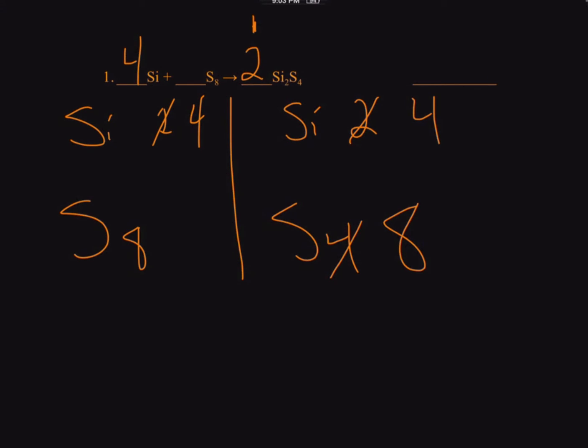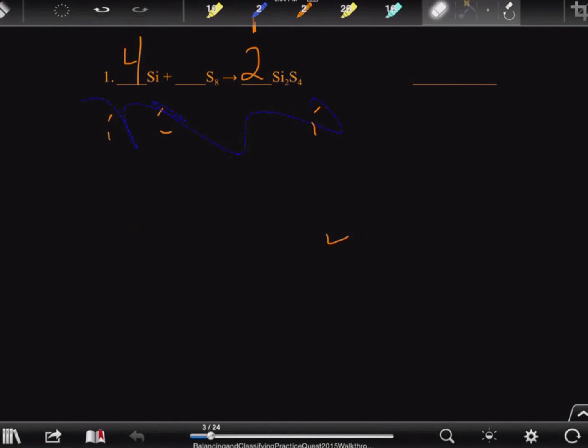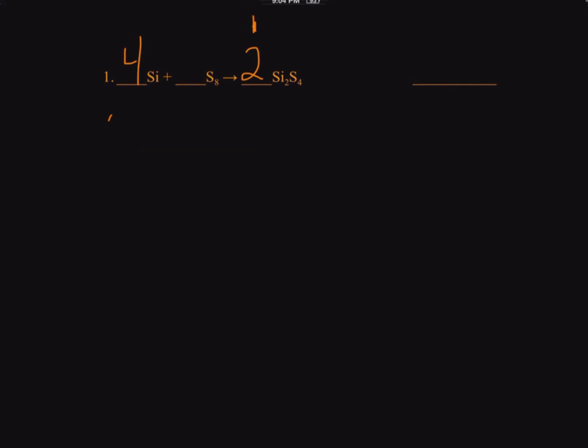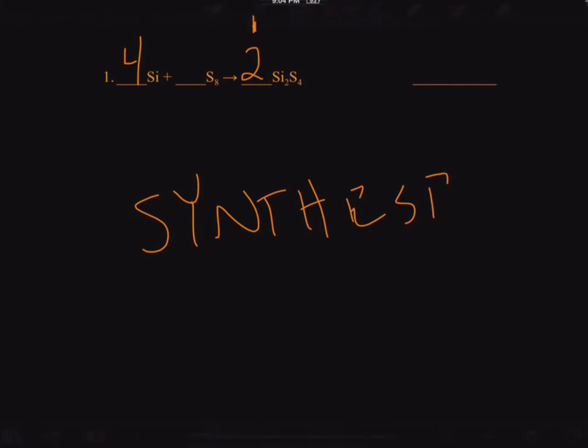That is balanced. As for the type of reaction, we have 2 reactants and we have 1 product. Anytime you have 2 reactants and a single product, that means you have a synthesis reaction. So 2 reactants, 1 product is always synthesis.